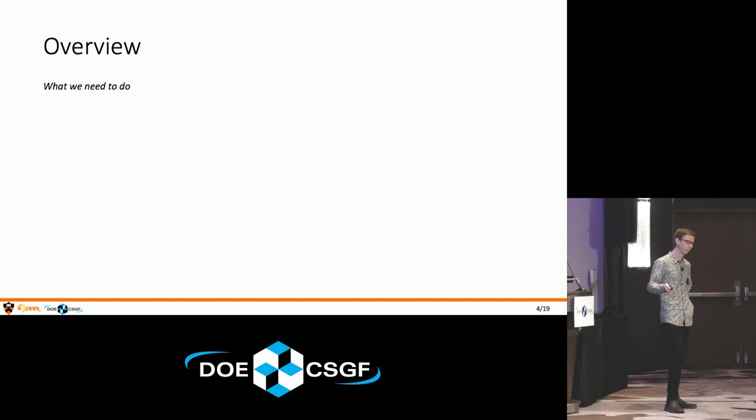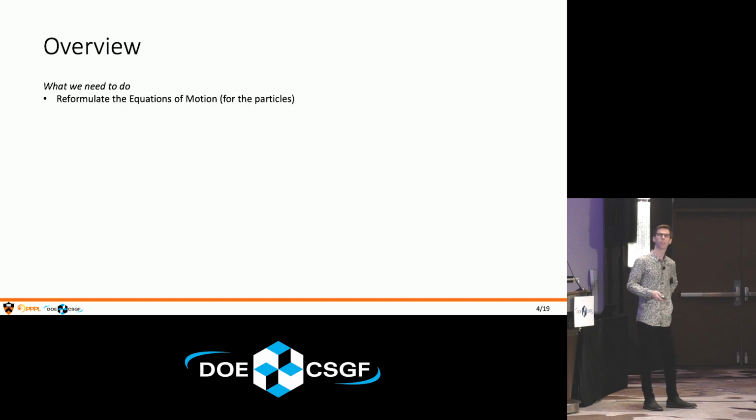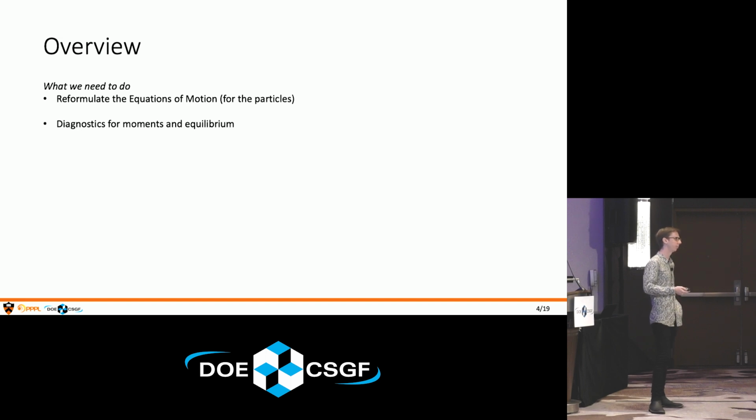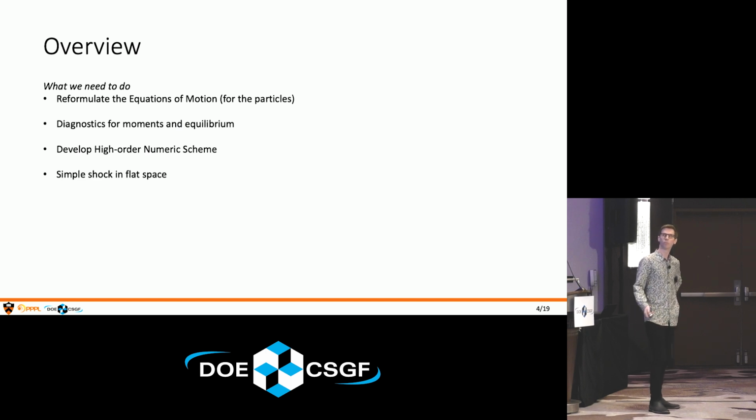And then the overview of what we need to do in order to make this scheme. We need to reformulate our equations of motion. We need to have a Hamiltonian description. I'll explain how exactly we go about doing that. And then we need to discretize that. In addition to that, we need diagnostics. We'll calculate moments of this distribution function. And then we want to be able to build an equilibrium out of that as well. Next, we're going to need a scheme to evolve all this in. And then the things we're going to test this on, we're going to do a simple shock problem. And then we'll do a Kelvin-Helmholtz instability on the surface of a sphere.